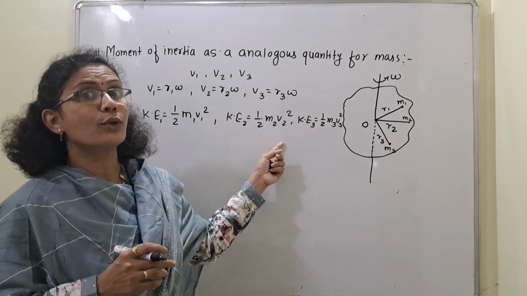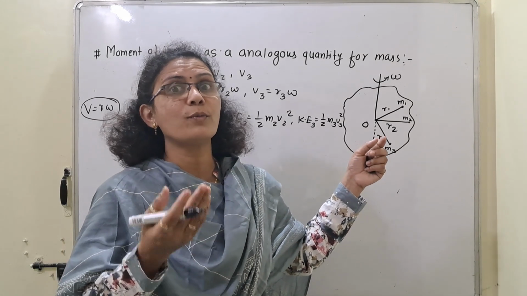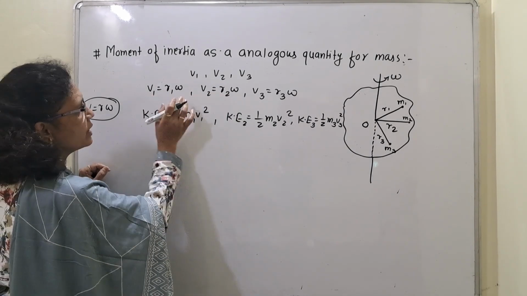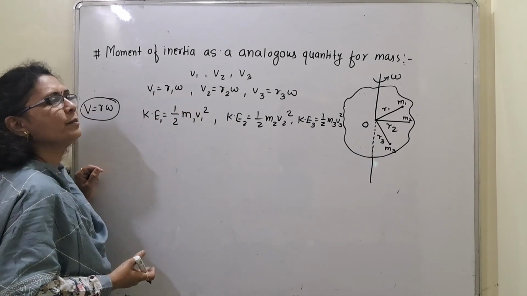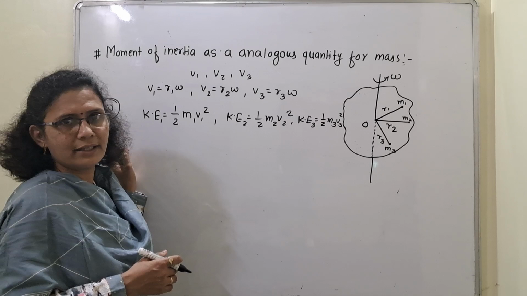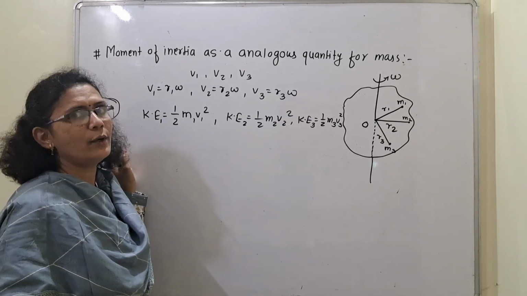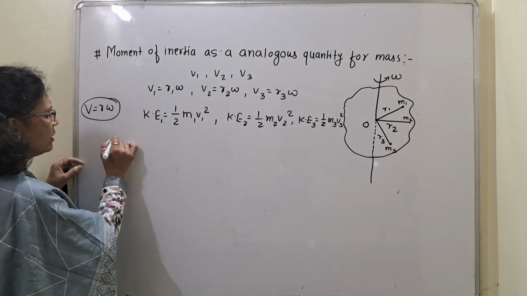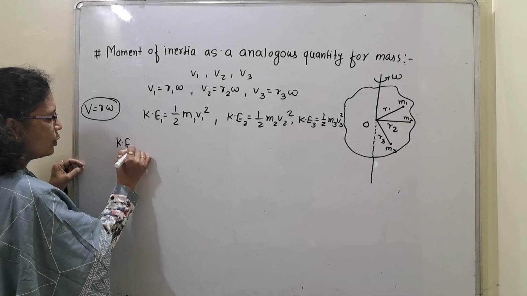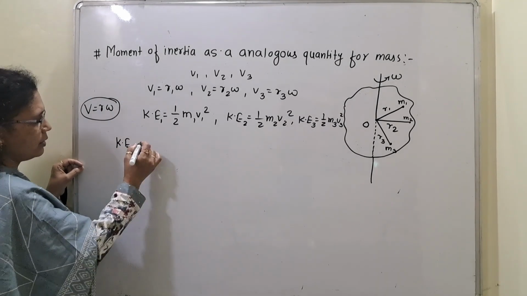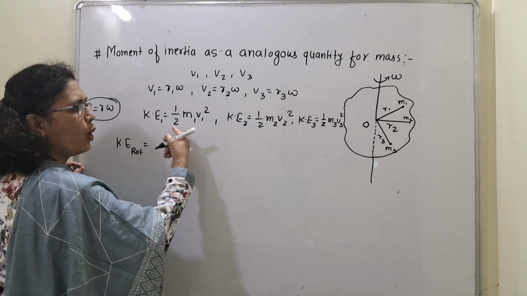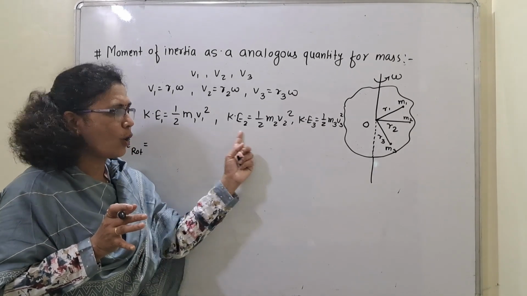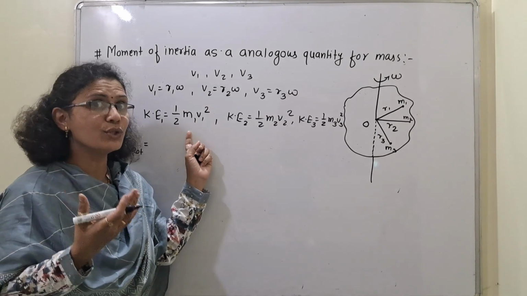So if I want the total kinetic energy, that will be the rotational kinetic energy in terms of omega. We can put these values of v1, v2, v3 in terms of omega, and that will be the rotational kinetic energy or kinetic energy of a rotating body. Total kinetic energy of a rotating body, how can I write that? That is kinetic energy rotational. That will be the sum of all these kinetic energies of individual particles.